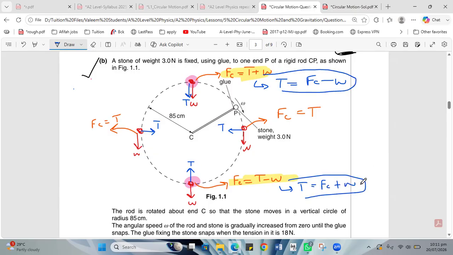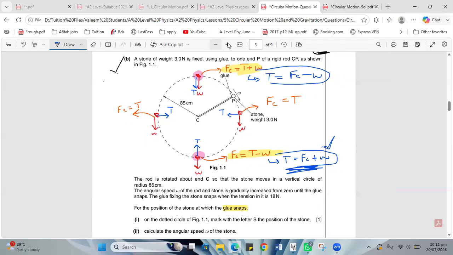Where is tension the most, according to these two equations? Over here, because it's plus. Tension is equal to the centripetal force plus the weight. So it's clearly maximum over here at the lowest point. Do you understand? This was a very technical reason behind it to clear your concepts. I hope it's clear.